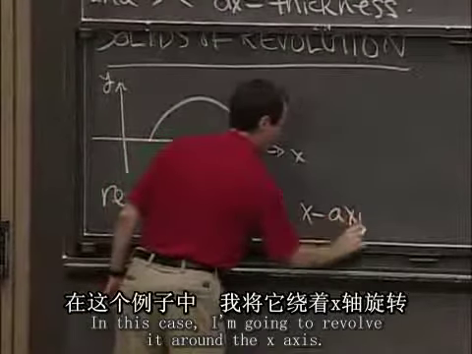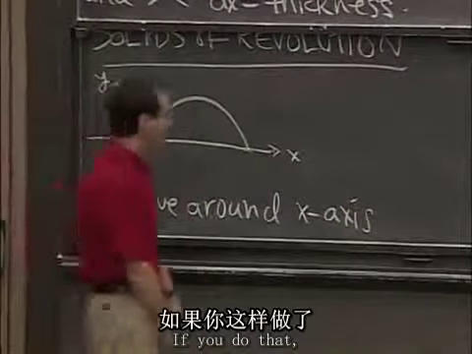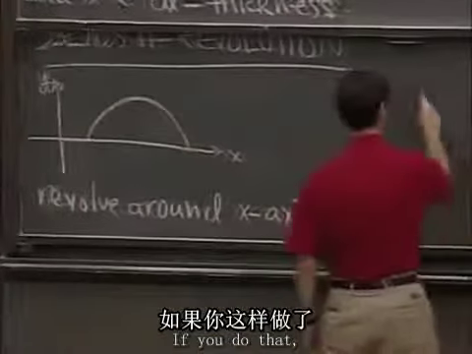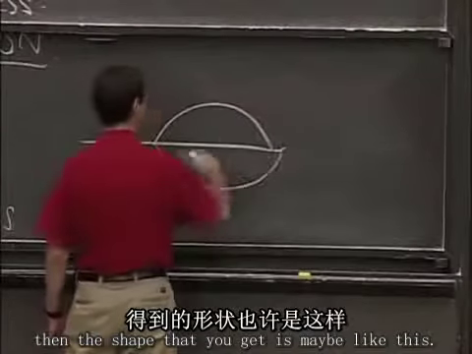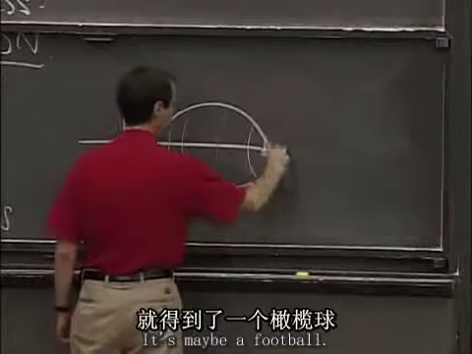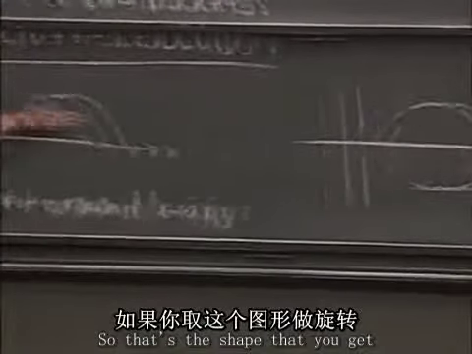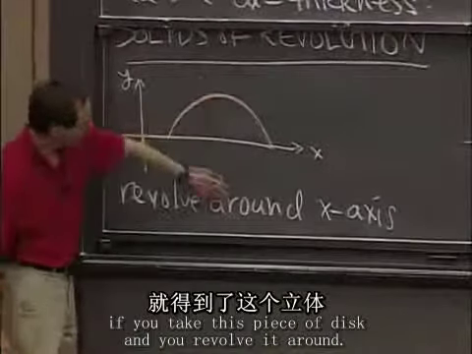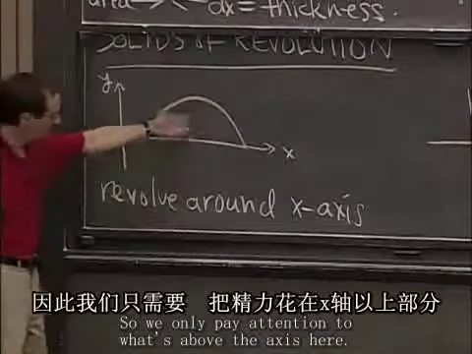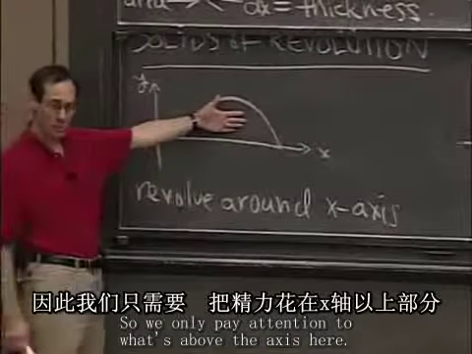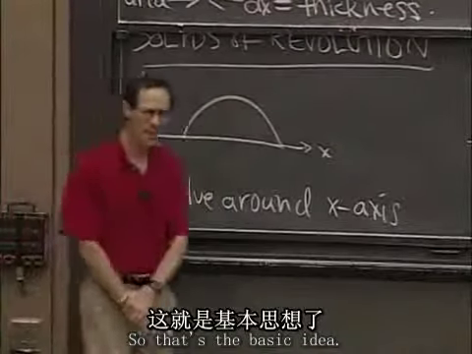If you do that, then the shape that you get is maybe like this. If I can draw it a little bit, it's maybe a football. All right, so that's the shape that you get if you take this piece of disk and you revolve it around. If you had made this copy underneath, it still would have been the same region. So we only pay attention to what's above the axis here. All right, so that's the basic idea.